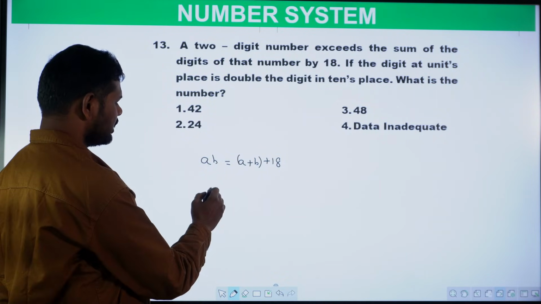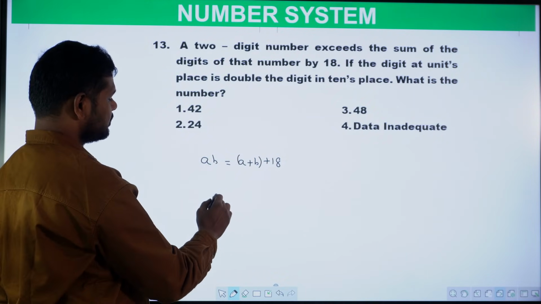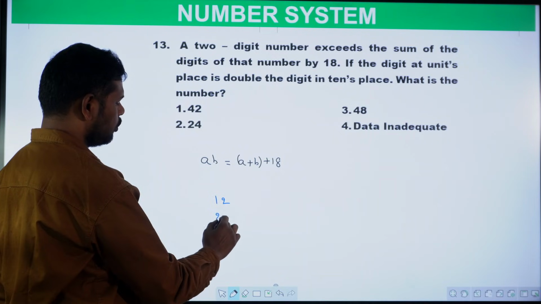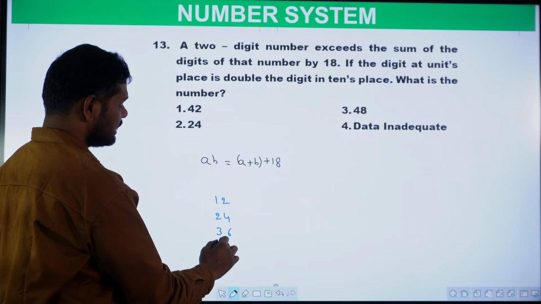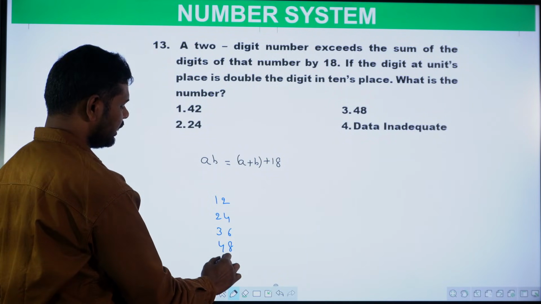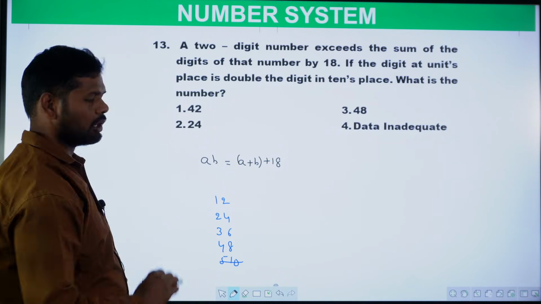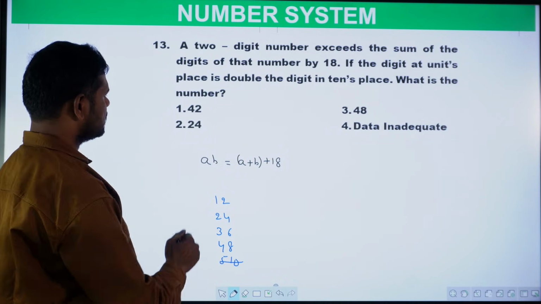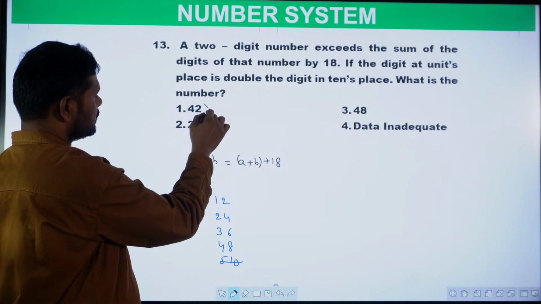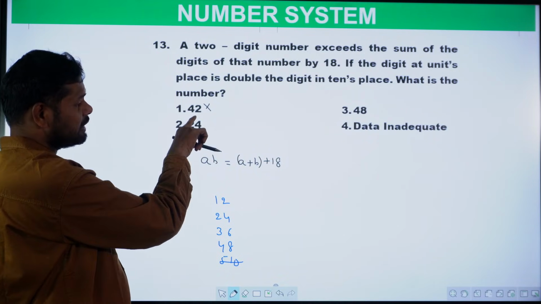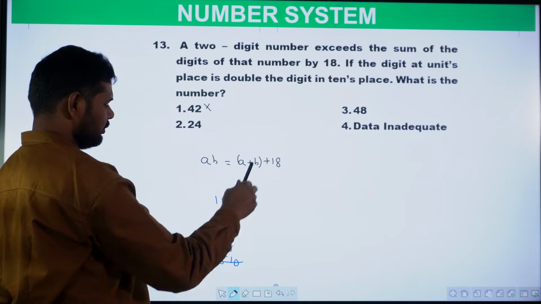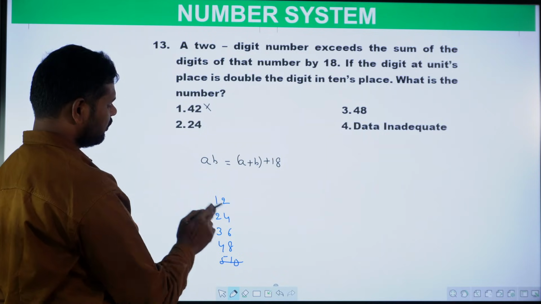Units place is double the tens place: 1 gives 2, 2 gives 4, 3 gives 6, 4 gives 8, and 5 gives 10, which is 3 digits, not allowed. These are the 4 options. Observe the options: 42 is not correct, because there the units digit is half of the tens digit. So 24 and 48, two options remain.